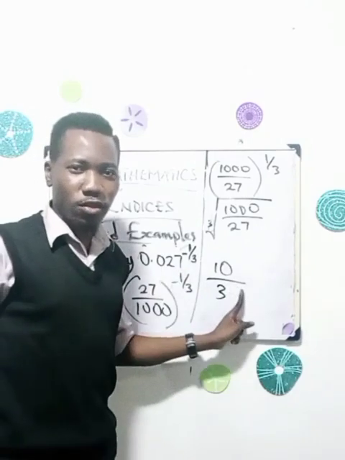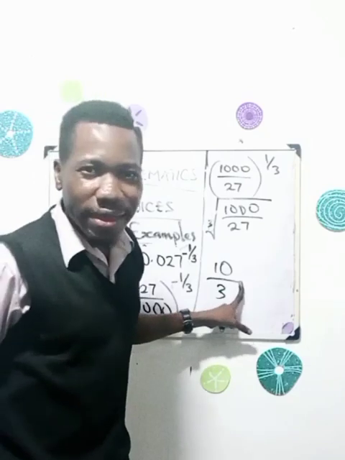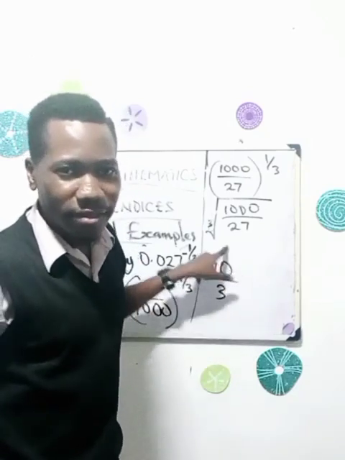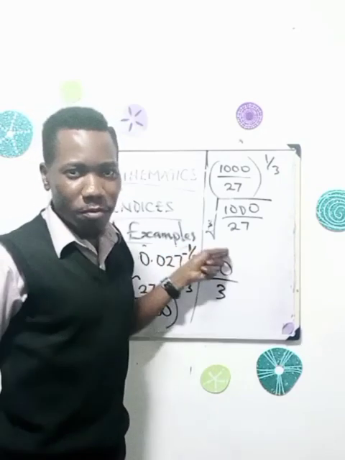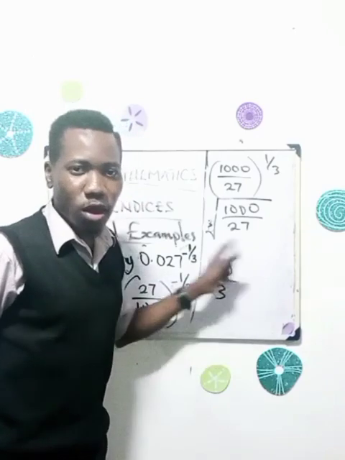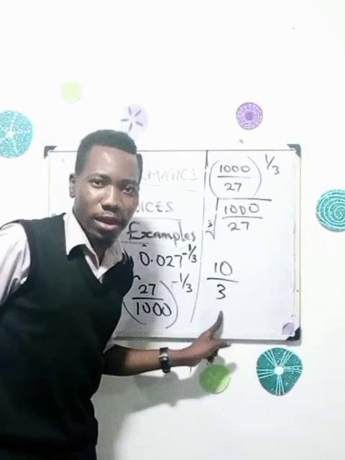That is this. But we're not going to stop here. Why are we not going to stop here? I said last time when we were doing fractions that you don't leave your answer as an improper fraction. An improper fraction is one having the numerator greater than the denominator. So what you want to do is change this to a mixed fraction. So how do we do that?